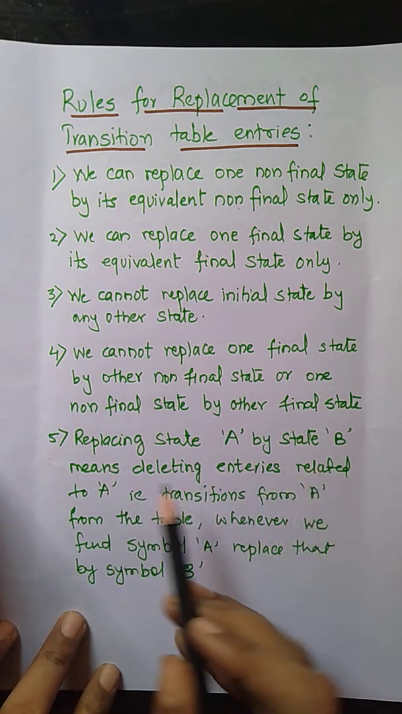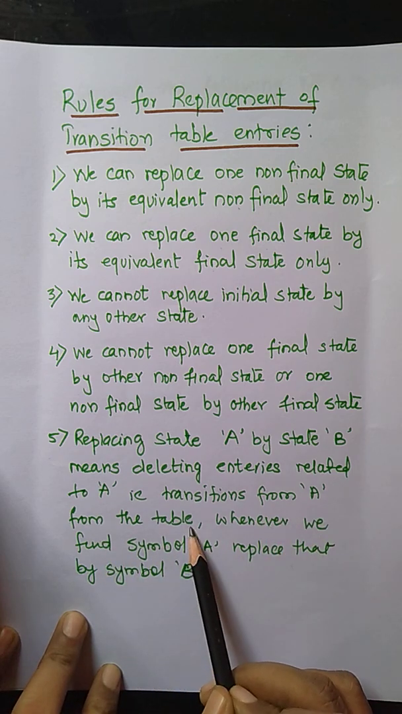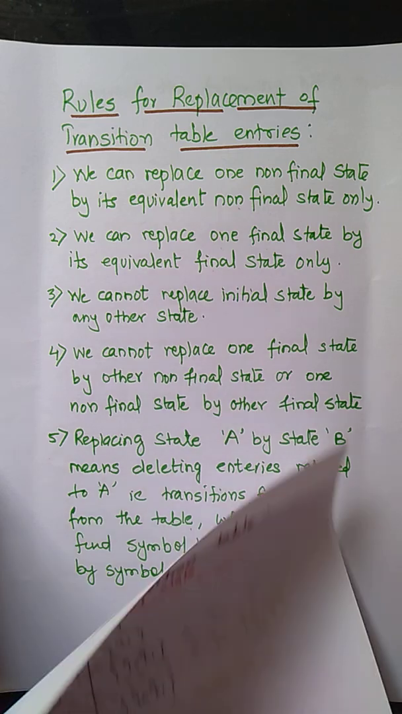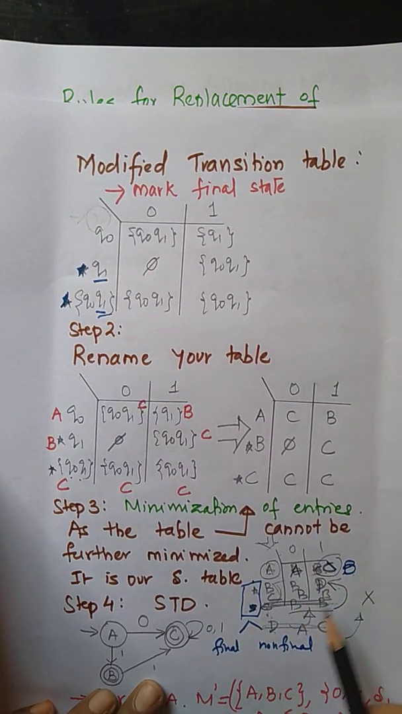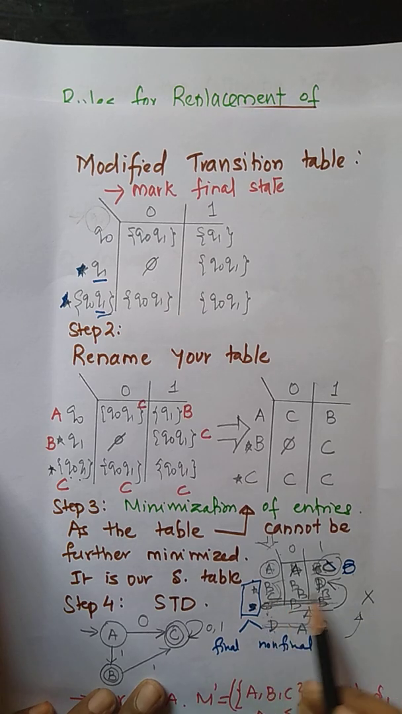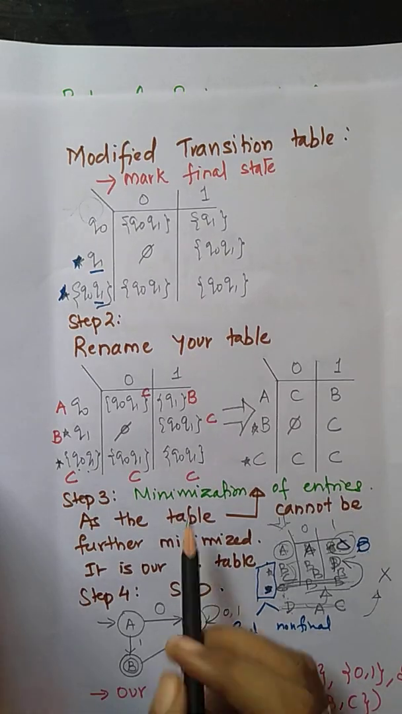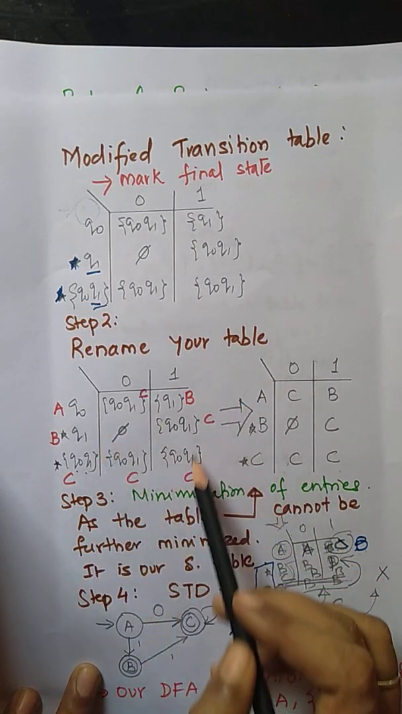Replacing state A by B means deleting the entries related to A, that is, the transition A from the table. Wherever we find symbol A, replace that by B. That we had already done with C. Wherever we are having C in the table, that will be replaced by its equivalent state, that is B.